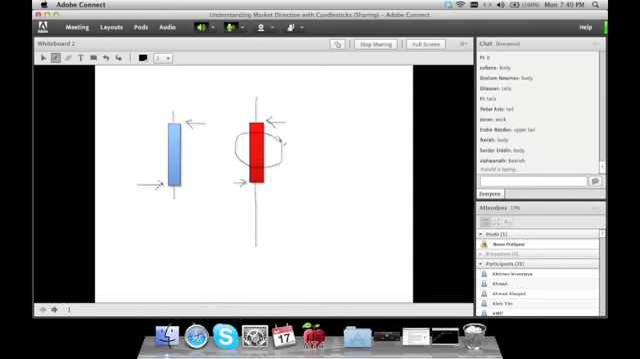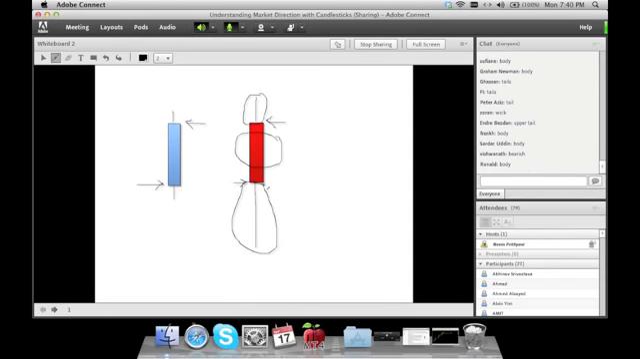Okay, good. Body. Also, this is the highest point the market has gone to, and this is the lowest point the market has gone to. Now these tails or wicks that come out always tell a story. It gives you an indication of pressure in the market, but we'll get into that much later. Right now we've got the basics down.